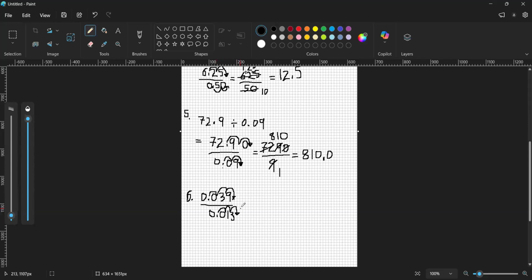So at the end of the day, what you actually have is 39 divided by 13, which is simply 13 goes in itself one time, 13 goes in 39 three times. So our final answer is 3. All right, you got that?